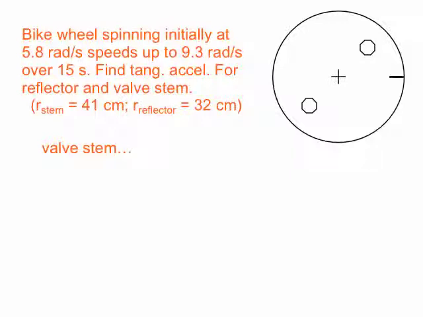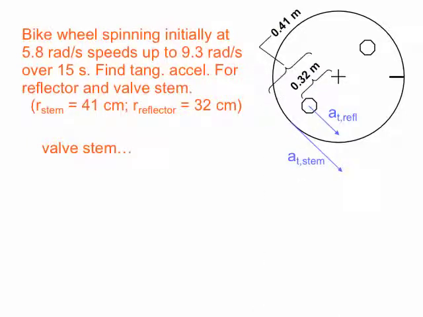So let's try one. Bike wheel goes from 5.8 radians per second to 9.3 radians per second over 15 seconds. We want the tangential acceleration for the reflector and the valve stem. We've got the radius of both the reflector and the valve stem. So let's see what we get. We are going to get two different numbers.